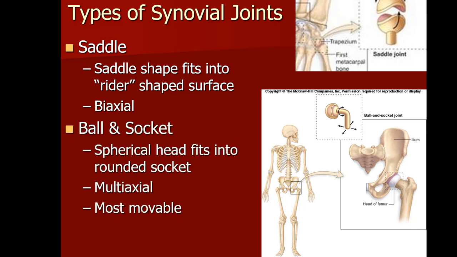And then lastly, ball and socket. We have some major examples of these. So a rounded head fits into a socket. So the big examples are the head of the humerus fitting into the glenoid cavity at the shoulder, then the head of the femur fitting into the acetabulum of the hip bone. And so these are the most movable joints because you can get movement in 3 planes. So you can go in the sagittal plane and the coronal plane, and then you can also rotate.